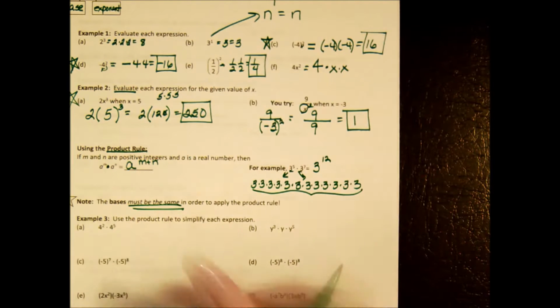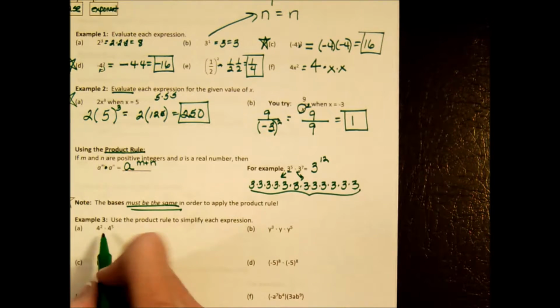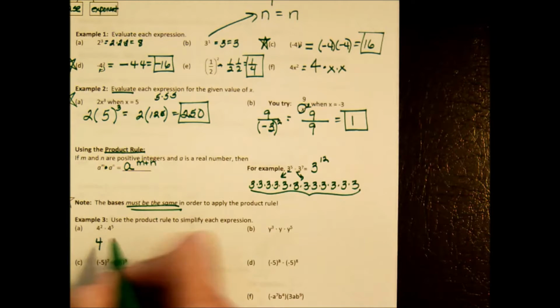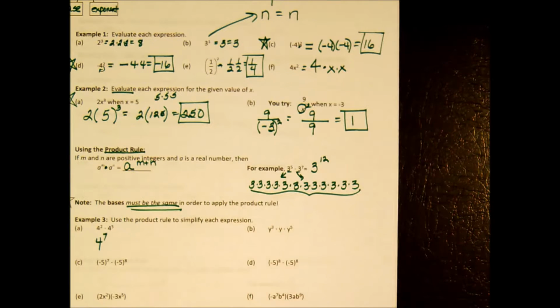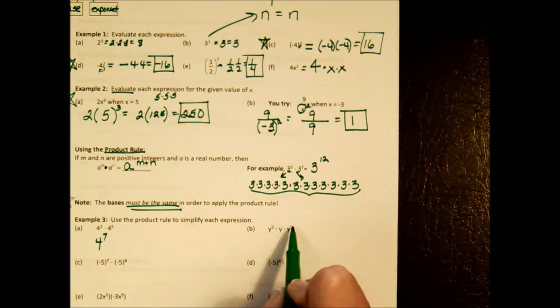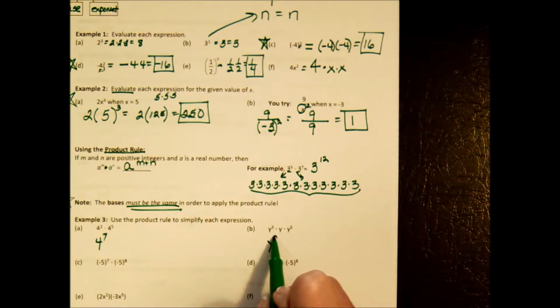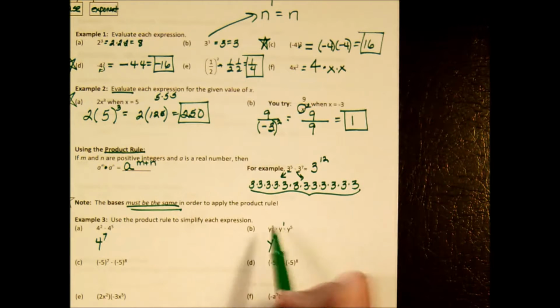So let's try a few of those. 4 squared times 4 to the 5th should be 4 to the 2 plus 5, which is 7th. And you don't have to multiply it out. y cubed times y to the 5th is y to the 9th. Why is it not 8? Because that's a 1. So we have 3 and 1 is 4 and 5 is 9.